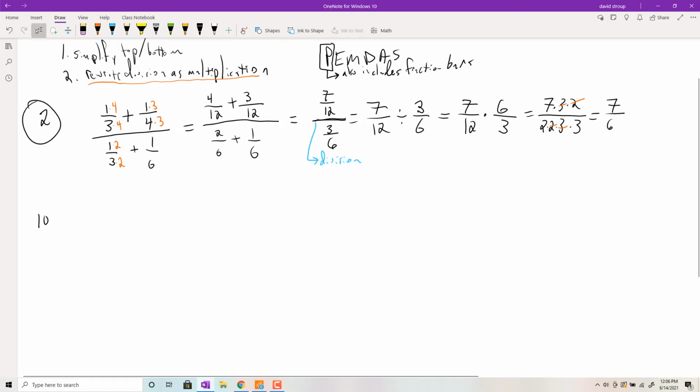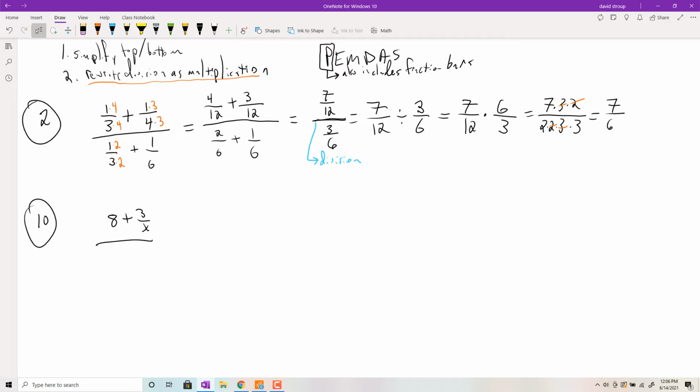Let's look at some more examples. I have 8 plus 3 over x divided by 1 minus 7 over x. I'm going to do the same process. You can think of 8 as the same as 8 over 1, plus 3 over x. And the same thing for 1 in the denominator. 1 is the same as 1 over 1.